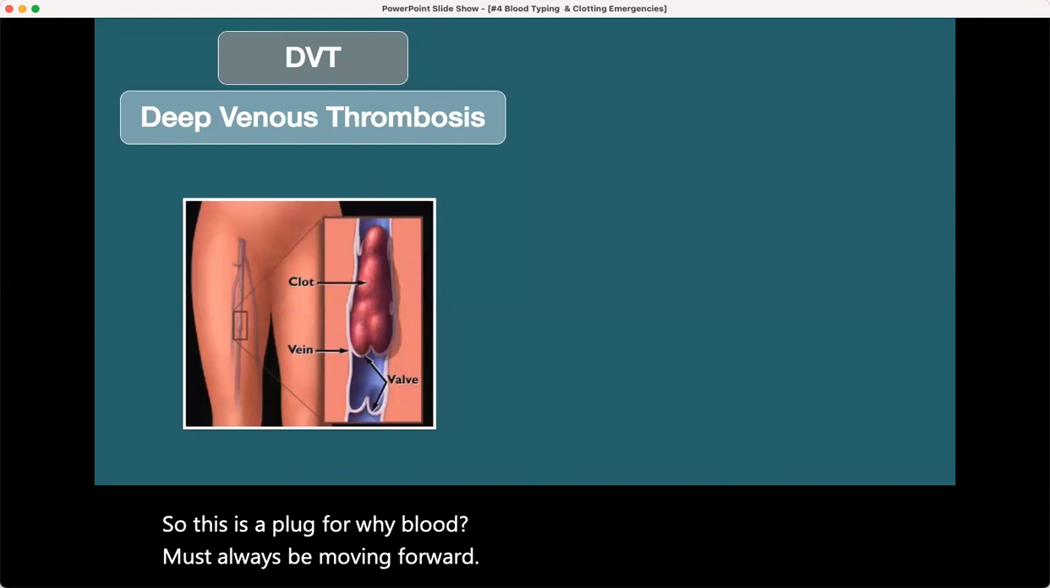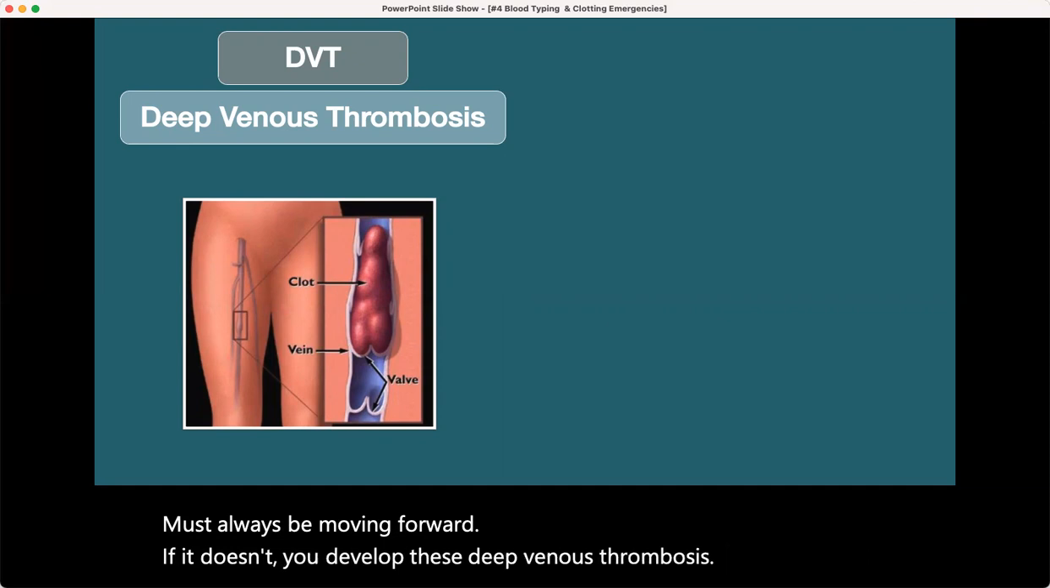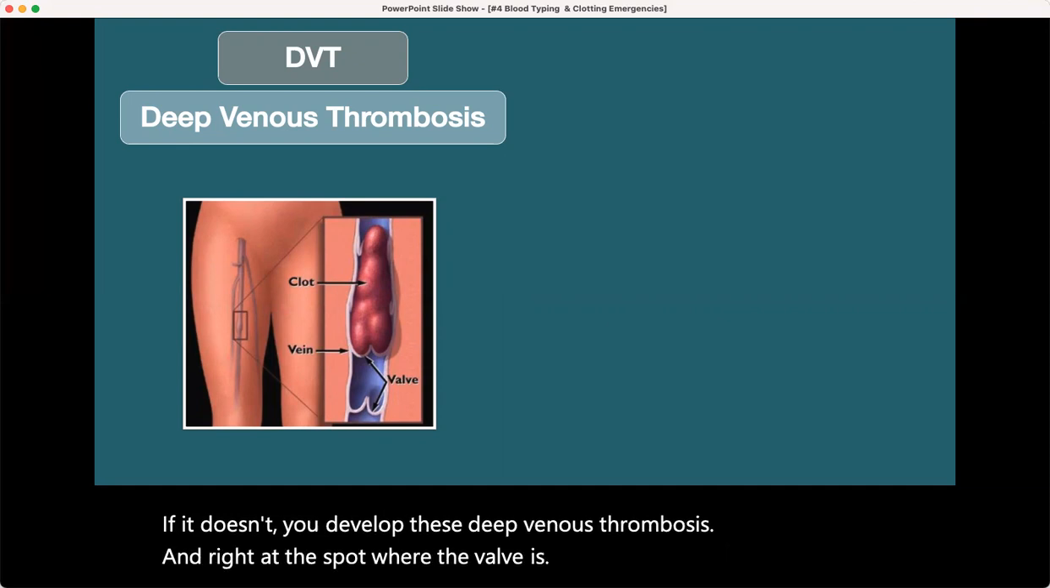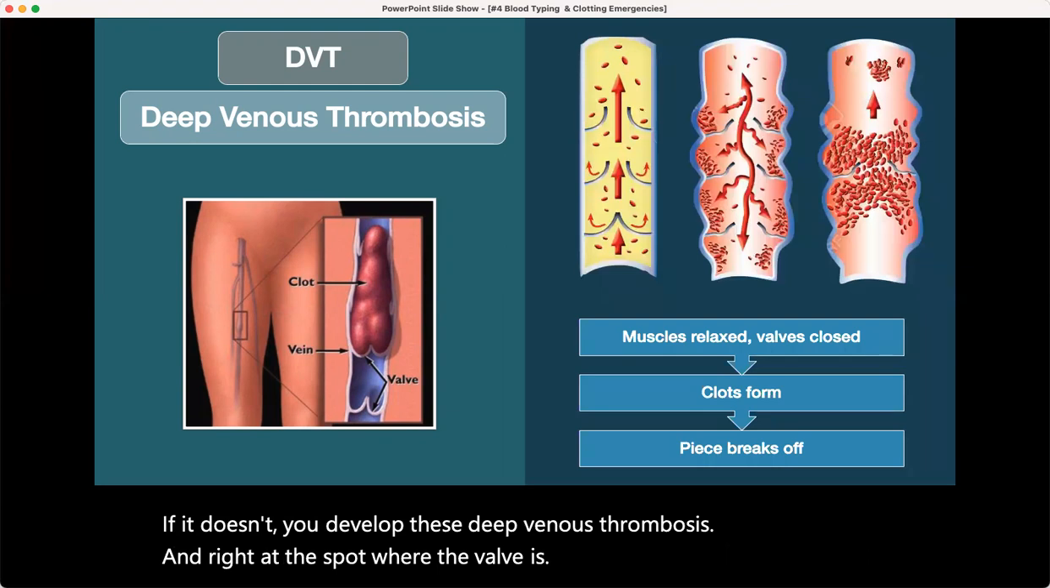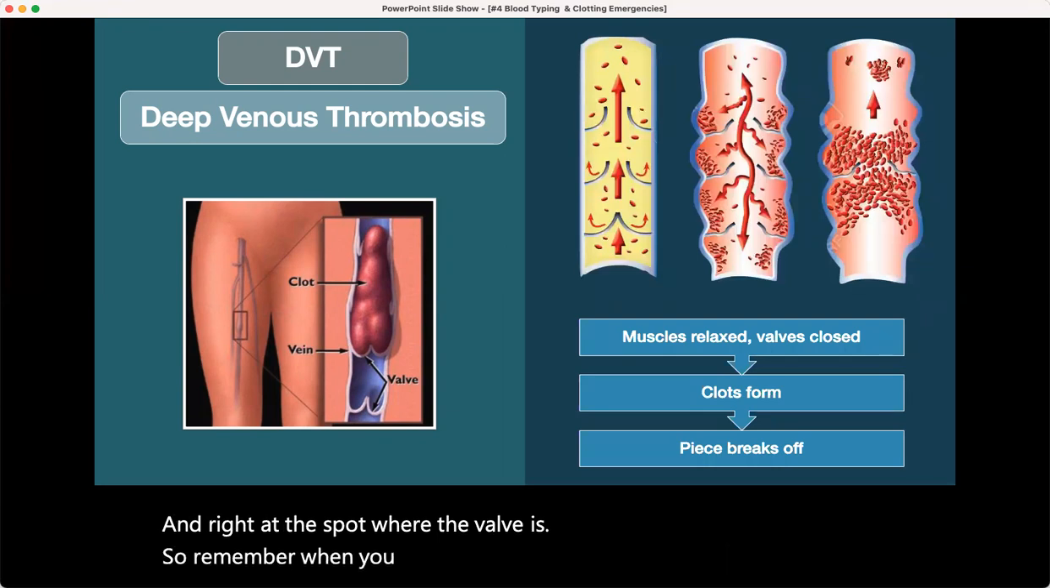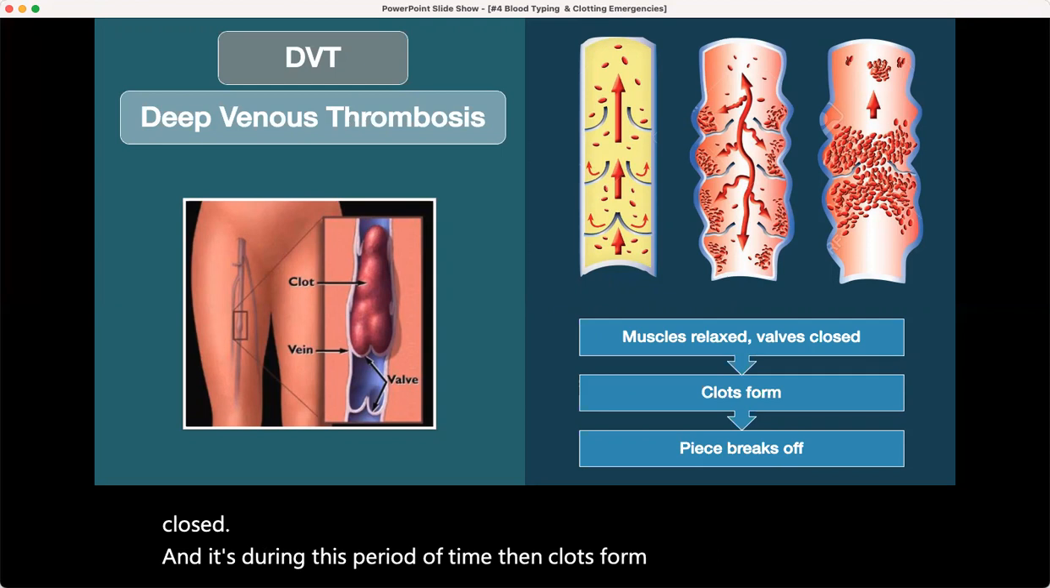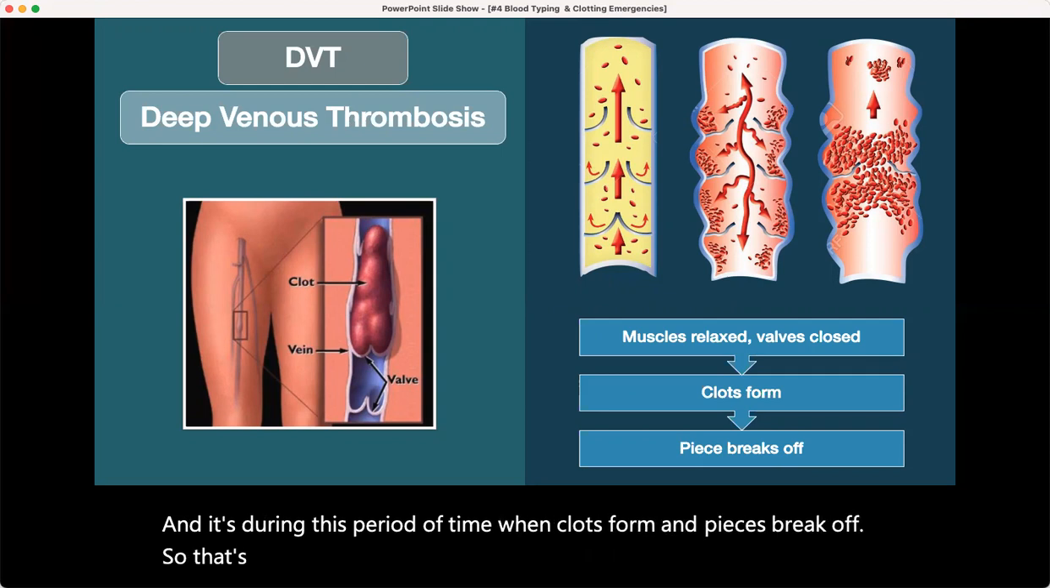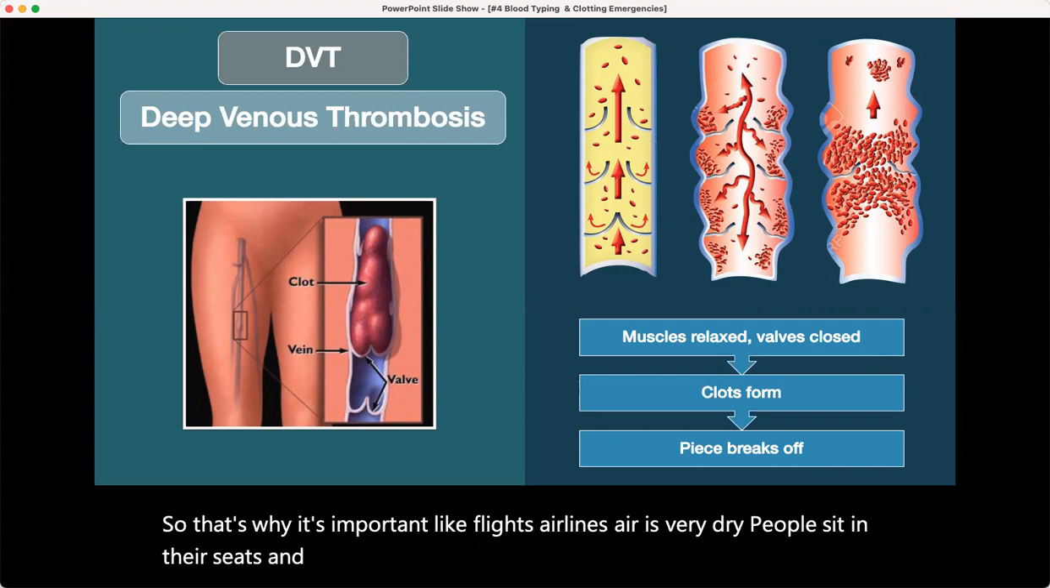If it doesn't, you develop these deep venous thromboses, right at the spot where the valve is. So remember, when you're relaxed, your muscles are relaxed, those valves are closed, and it's during this period of time when clots form and pieces break off. That's why it's important, like flights: airlines, the air is very dry. People sit in their seats, and over these very long hauls, they're more at risk for developing a deep venous thrombosis.